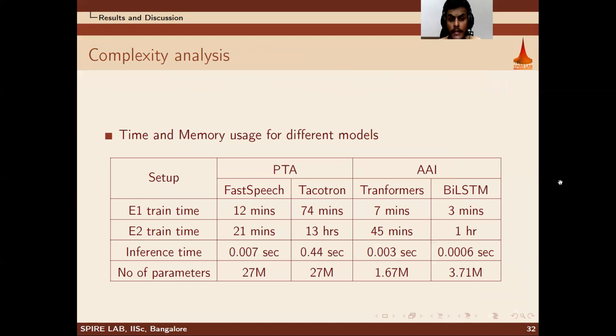Now, if you look at the complexity analysis for these models, so first of all, looking at PTA, we see that just by looking at the training time, FastSpeech is performing a lot better compared to Tacotron, where especially in setup E2, FastSpeech takes only 21 minutes to converge, whereas Tacotron takes 13 hours. And if you look at inference as well, FastSpeech has benefits. Now we can also look at the number of parameters involved in both these models. We find that PTA needs a lot more parameters to learn this mapping, that is 27 million parameters, whereas AAI needs only like 1 or 3 million parameters to learn the mapping.